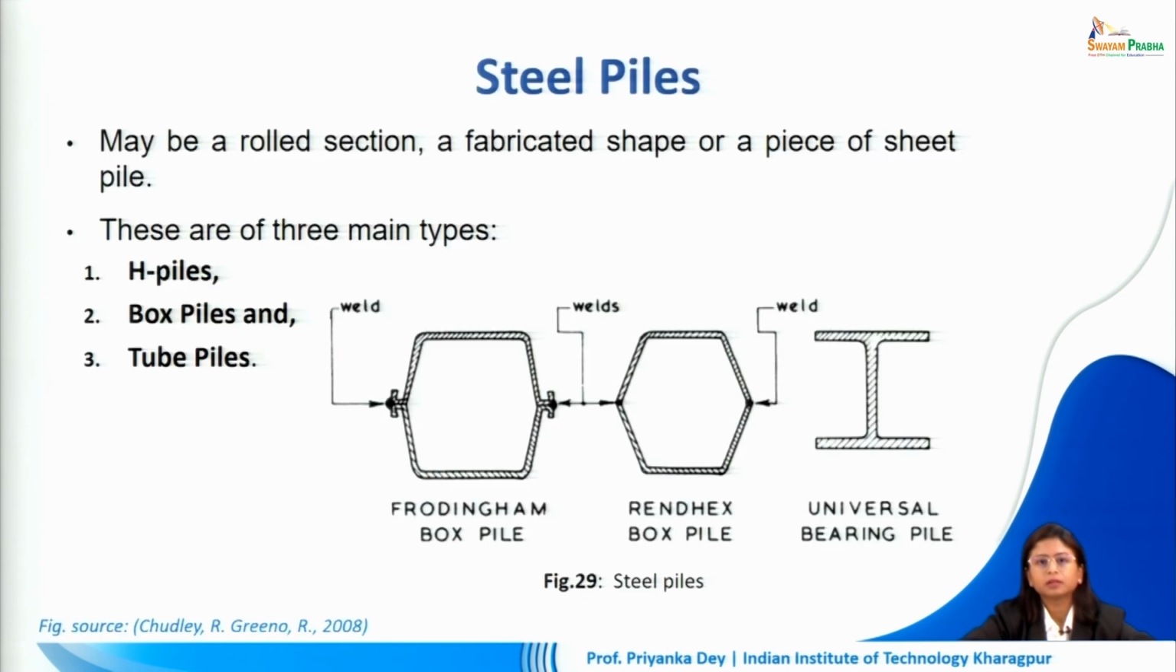Steel piles can be of various shapes. They may be made up of a rolled section, any particular fabricated shape, or they can also be sheet piles. So commonly we will have about three main types: H piles, box piles, tube piles, and of course we also have the sheet pile. As you can see, different shapes are possible.